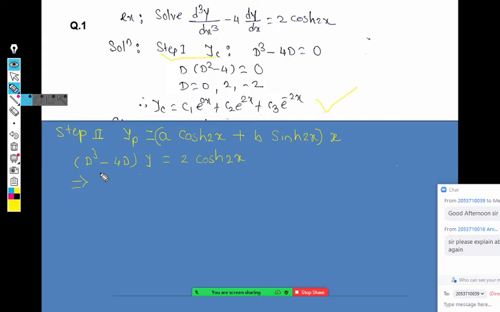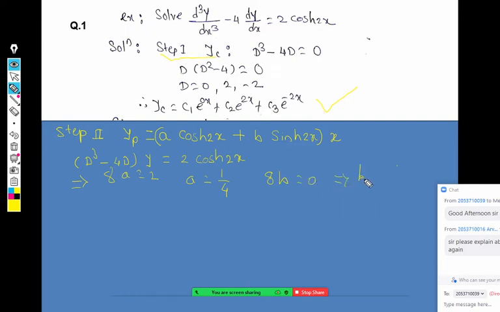Sir, I am getting the coefficient of cosh 2x only, equal to 8a. That means 8a should be equal to 2. Okay, so you are getting the coefficient of cosh 2x as 8a. Is that so? Yes, sir. So 8a is 2, so a is 1 by 4. Okay. And what about the coefficient of sinh 2x? Sir, it is coming 8b, but there is no such term. So you should say 8b is 0. So b is 0.